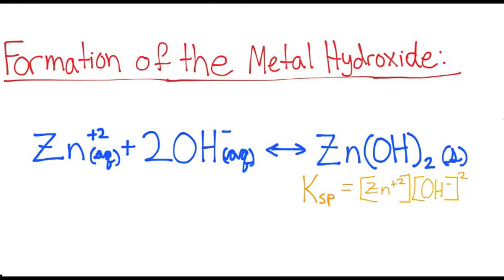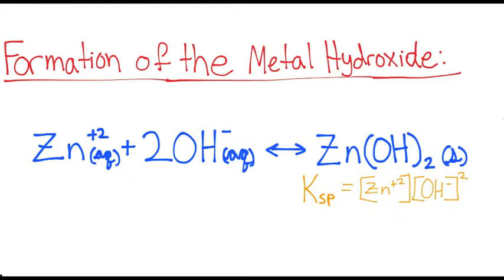The solubility product constant, or KSP, of a compound is the product of the molar concentrations of the constituent ions, each raised to the power of its stoichiometric coefficient in the equilibrium equation. The KSP expression for the zinc nitrate and sodium hydroxide reaction is shown here. The KSP value is very helpful in telling if a compound is soluble or not.